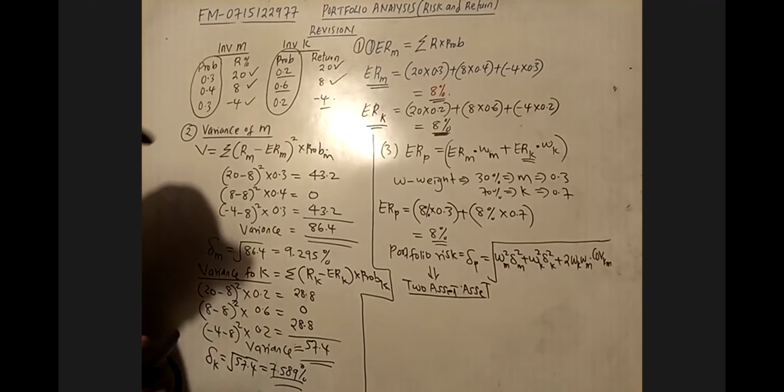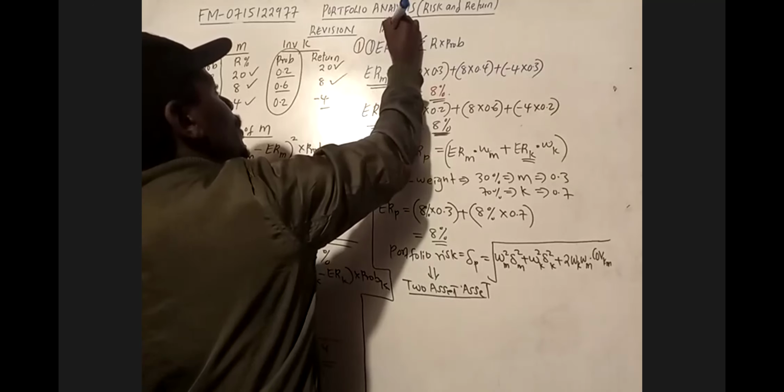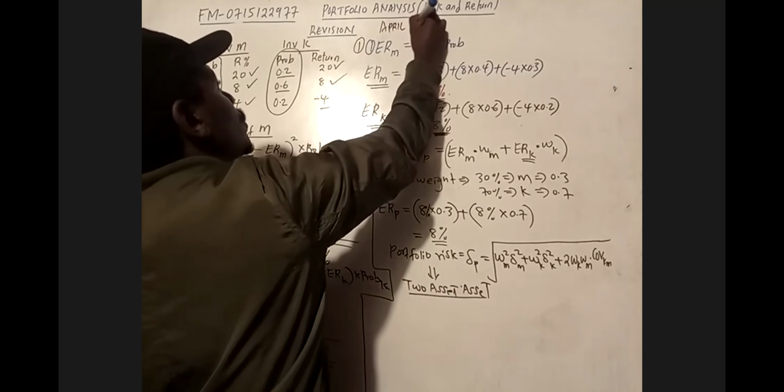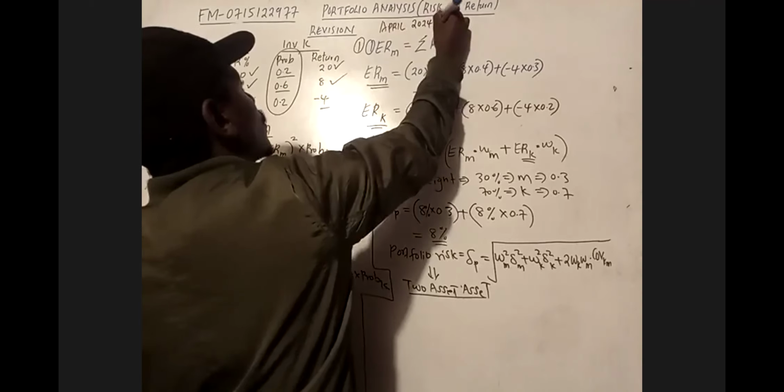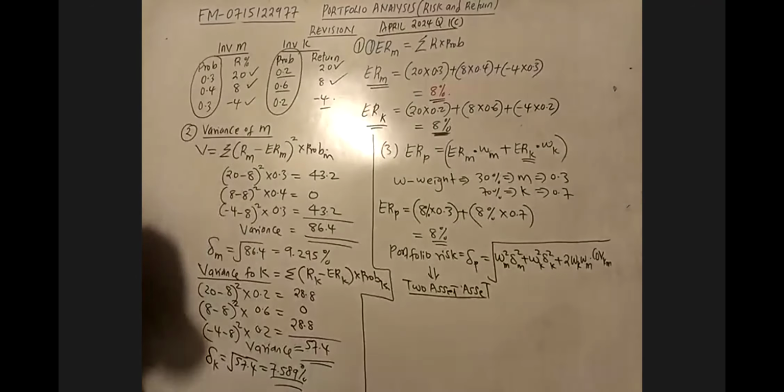This question was for April 2024, question number 1. So we cannot calculate covariance because we have different probabilities.